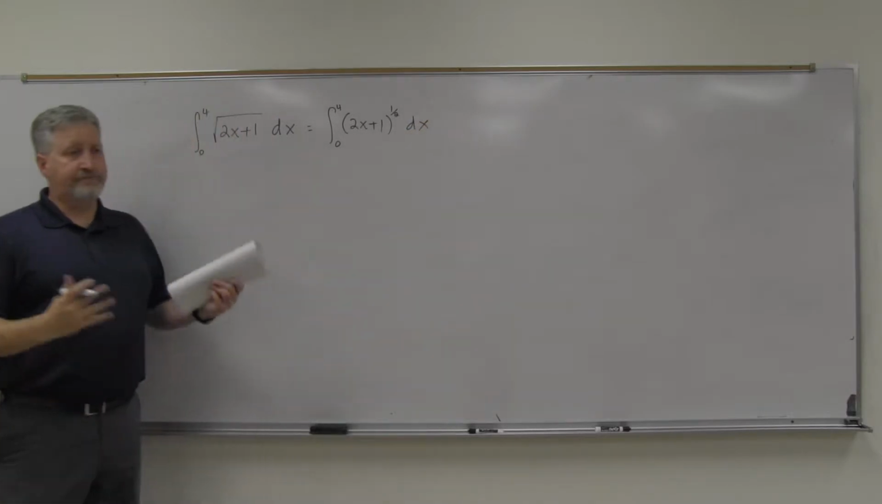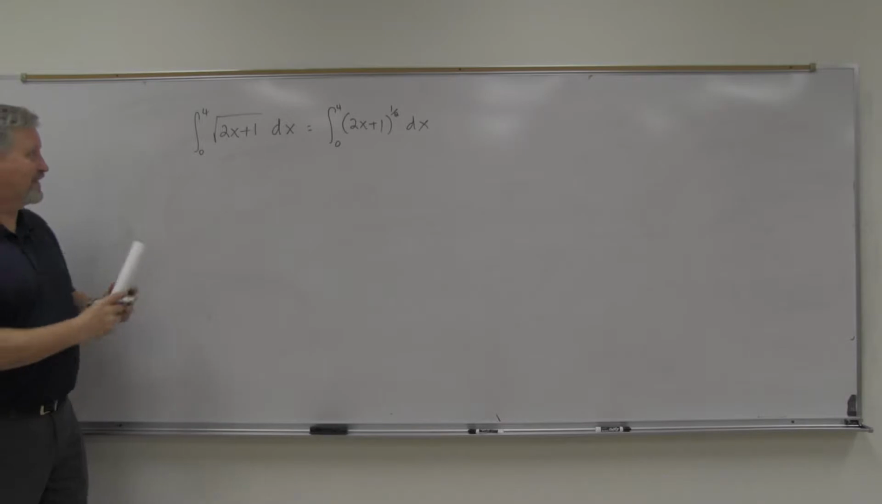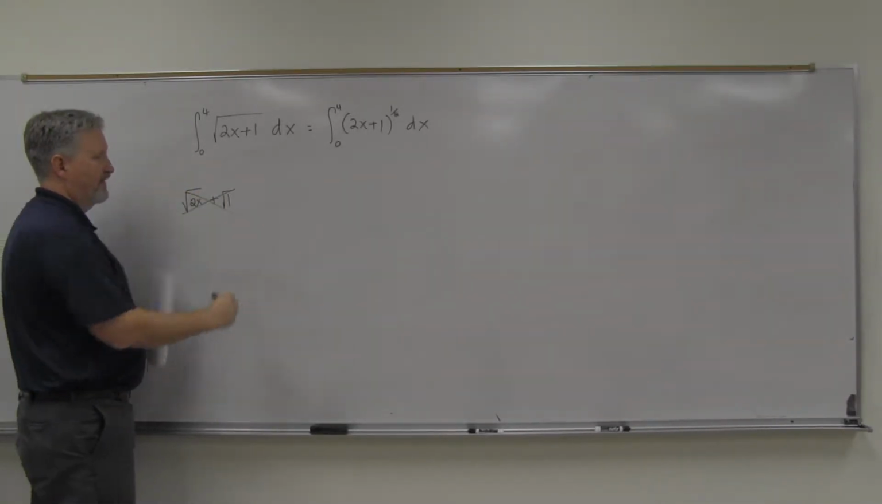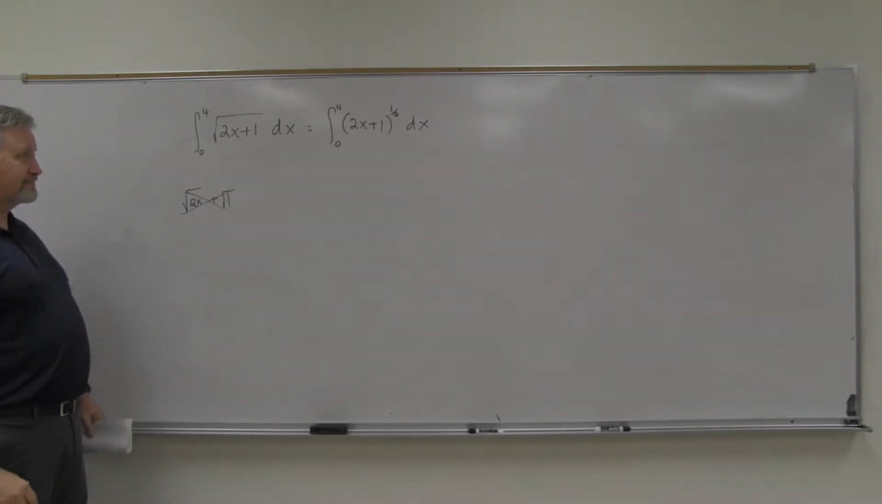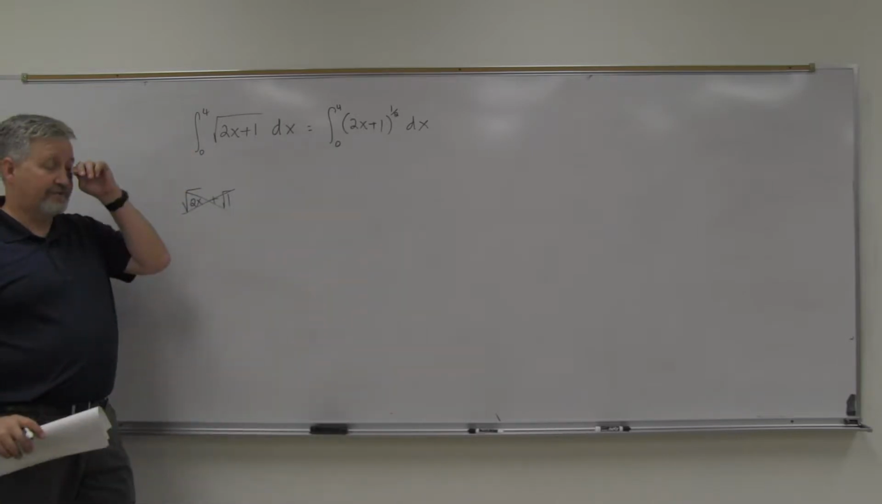dx, which, again, square root of 2x plus 1 is not the square root of 2x plus the square root of 1. Okay, if you're thinking that, no go. Can't do that. You're stuck with the square root of 2x plus 1, or 2x plus 1 to the 1/2.